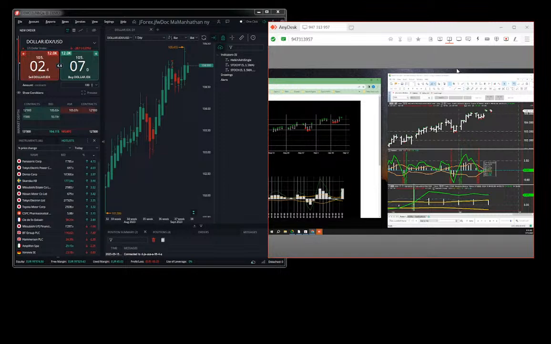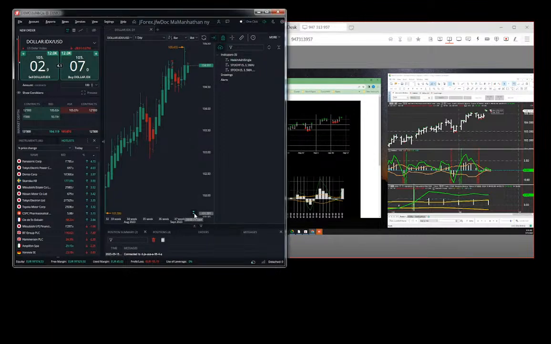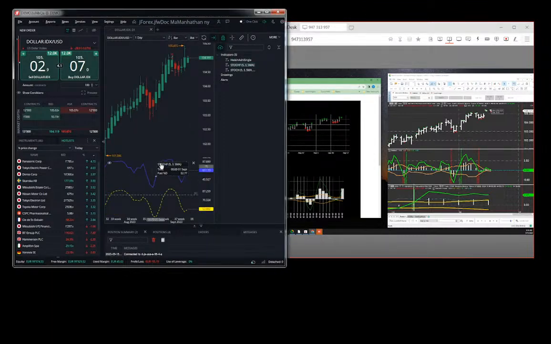So what we see here is the dollar index. As you can see over here on J4X, the dollar index is still marching up. Let's get the two stochastics there. You see the fast is at 67. You can see the slow is at 52. So there's pressure still on the upside.